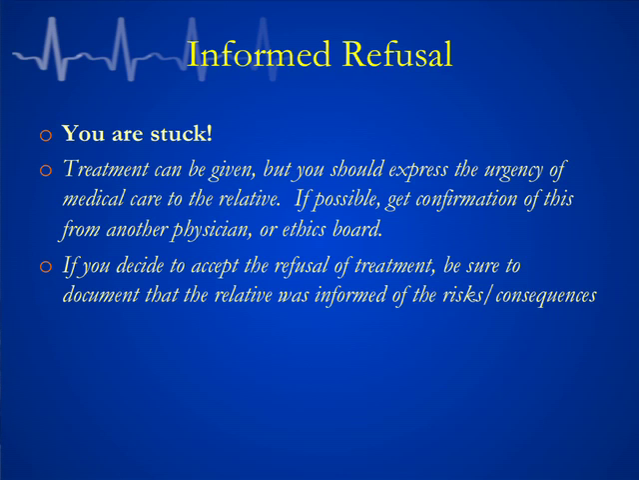Okay, so if you decide to accept the refusal of treatment, be sure to document that the relative was informed of the risk and consequences. Okay? So once again, on the fence, but always document, and make sure you follow that doctrine of informed consent, right? Describe the procedure, risks associated with the procedure, alternative treatments. As long as you got that documented, you should be okay.